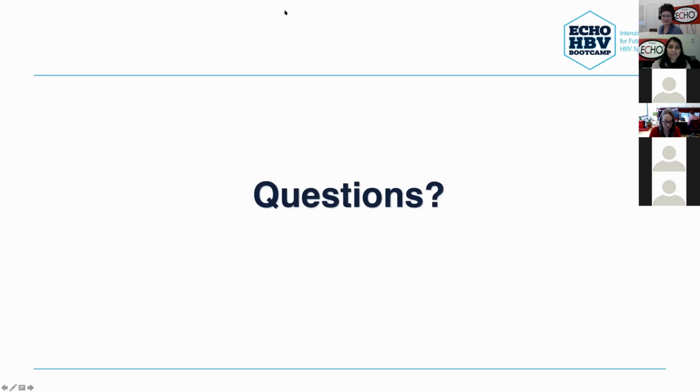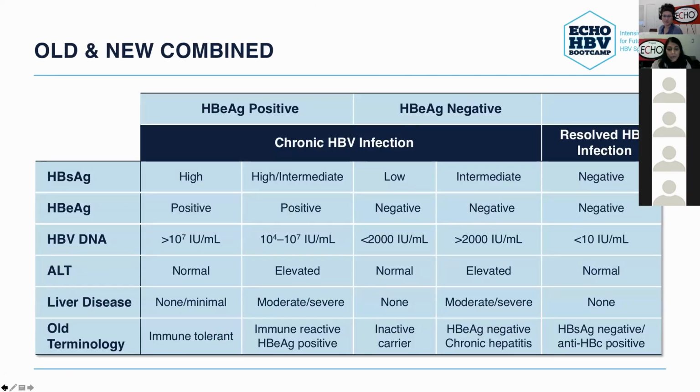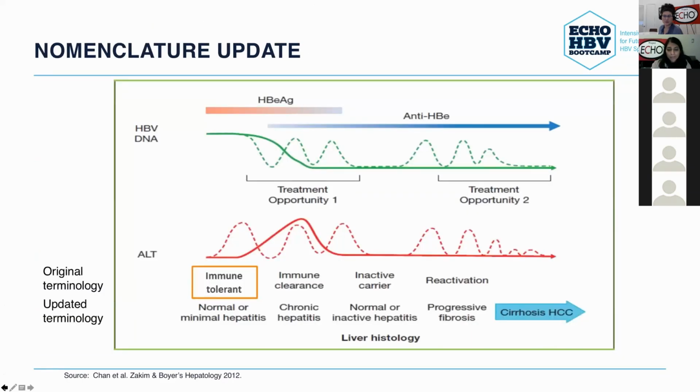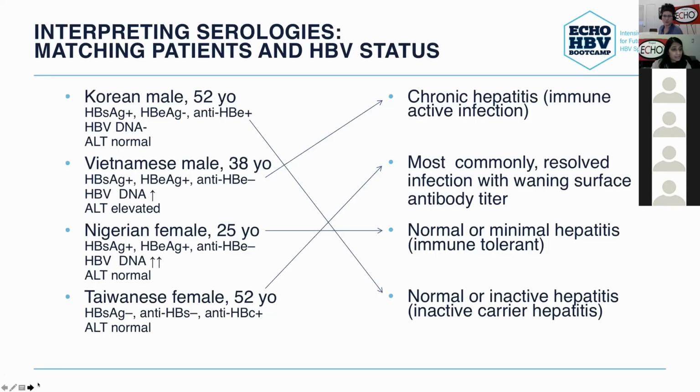I'm curious because they look almost similar, but I'm not sure I understand what the difference is between immune active infection versus immune tolerant, because it looks like they have all the same markers. On the cases? Yeah. Immune active is this top one here, and immune tolerant. So the difference here is the ALT and the DNA test. So if you go back, so you see. I didn't see normal. Okay.